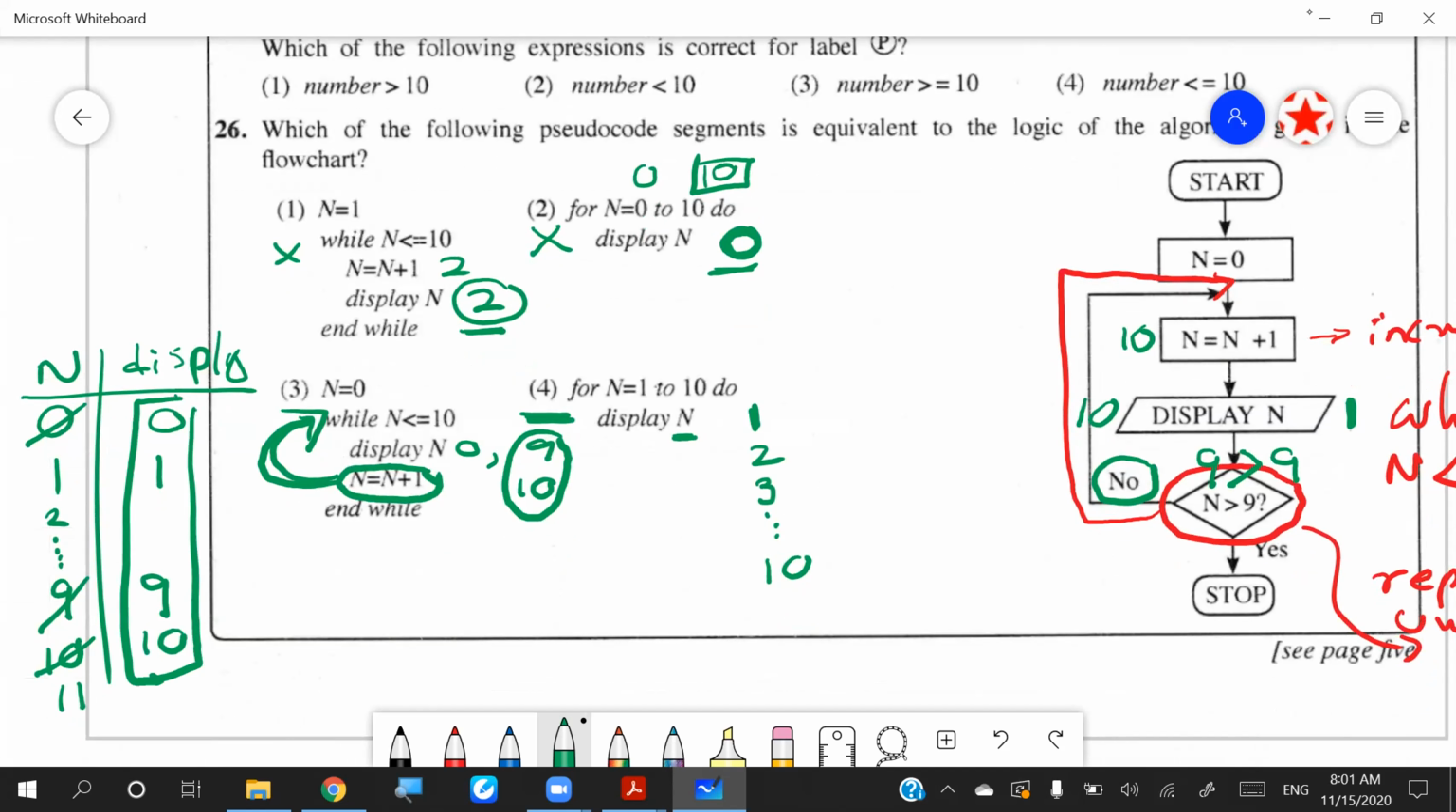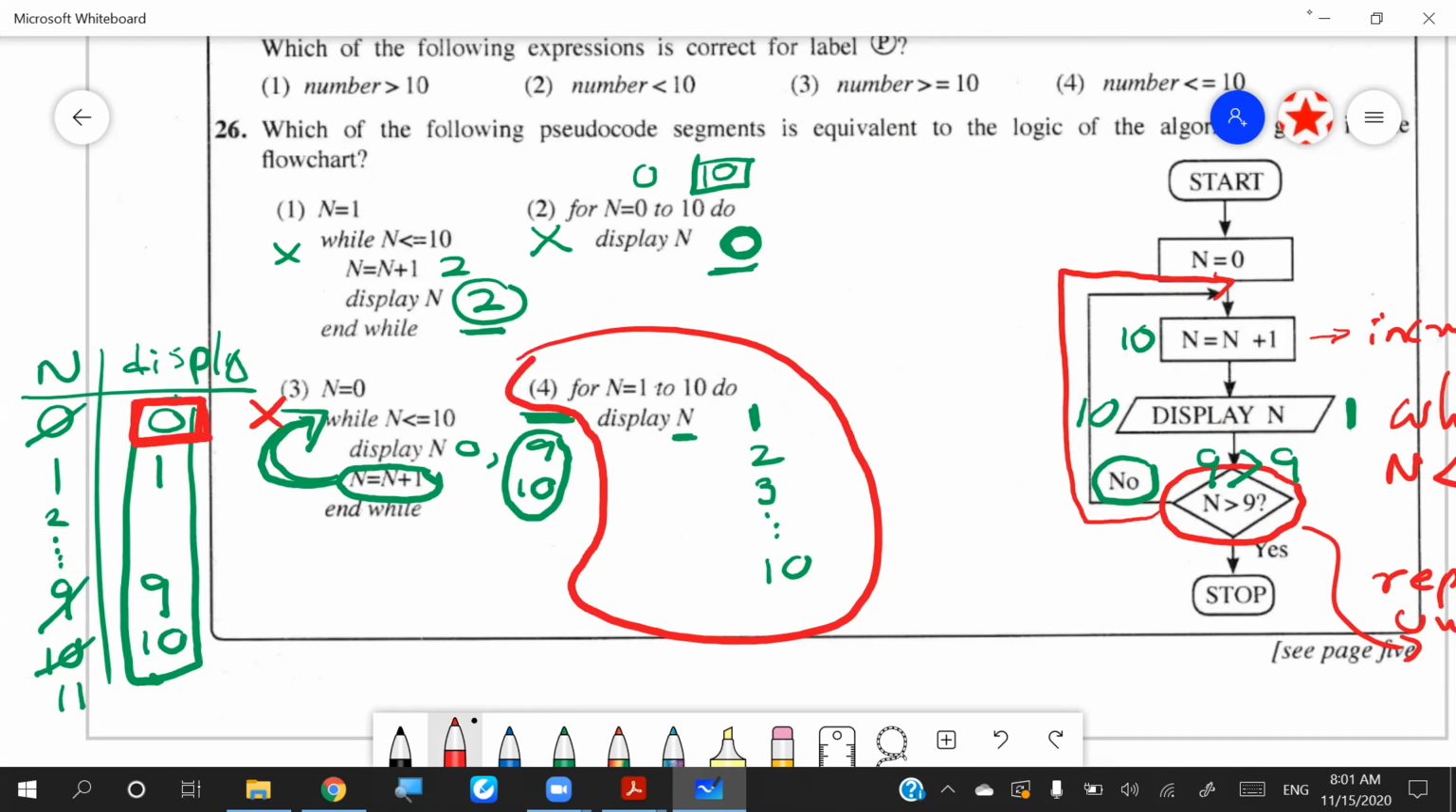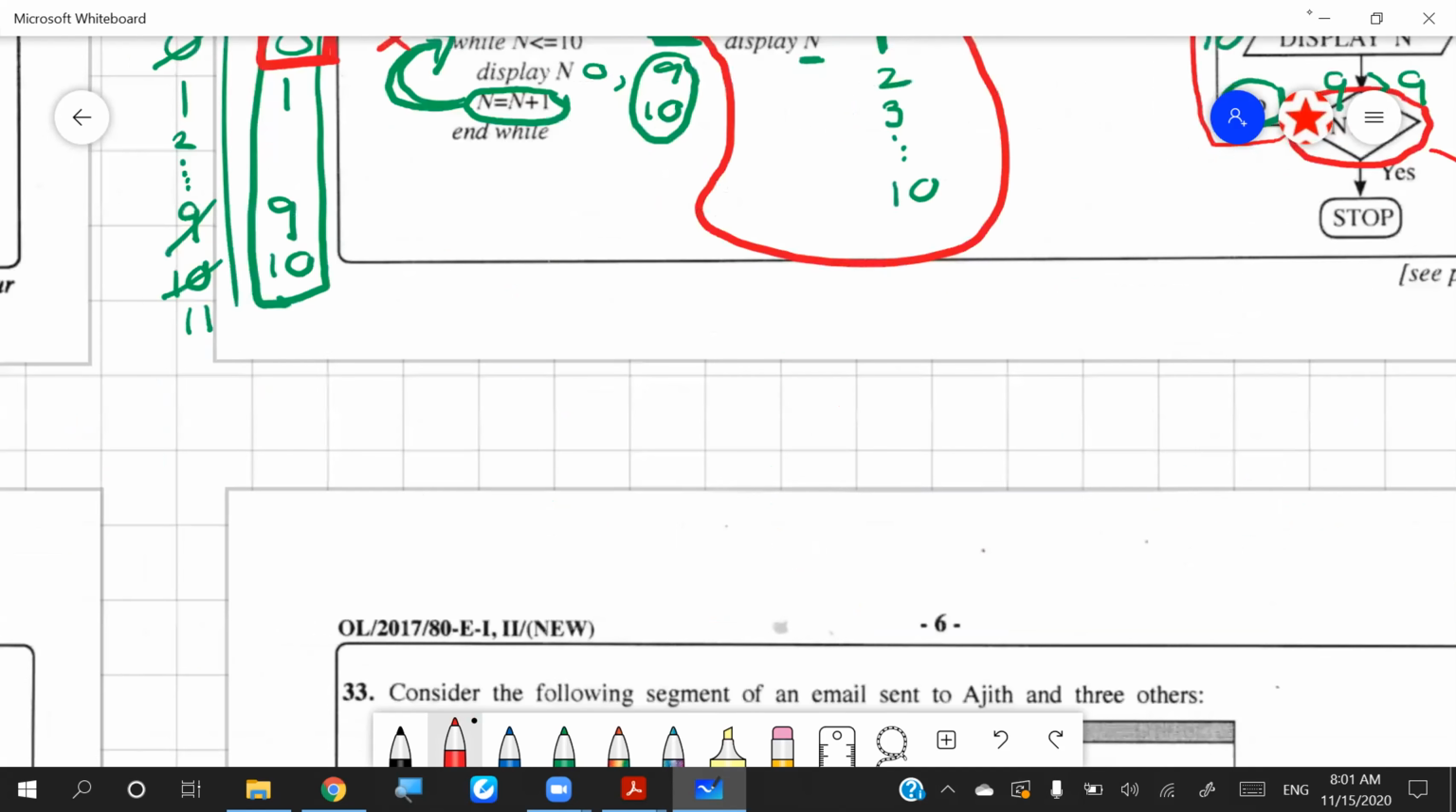So the, oh my God, I missed that. So the first value which is going to display is 1. Yeah. This is the place it got the problem. It displays 0. So the third one is wrong. So the fourth one is correct. Right? Then 26 and 28 is the other one. Yeah. So I'm moving to the 28th.